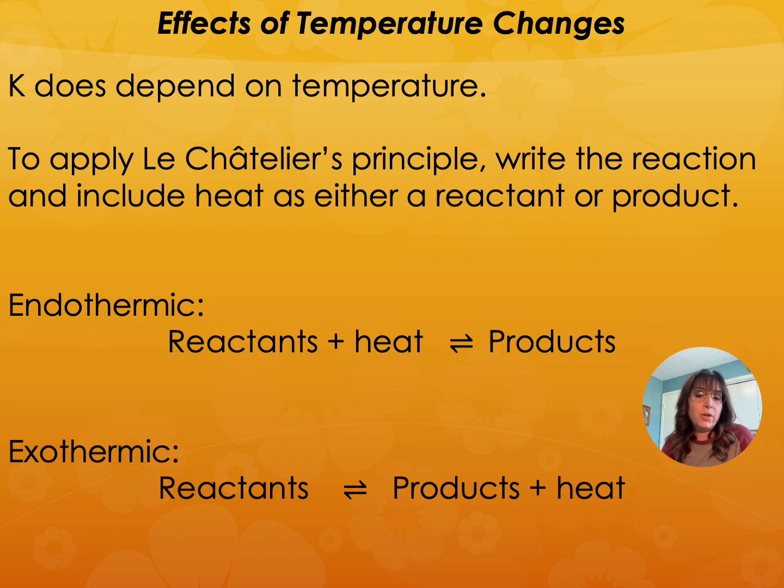So if you have an endothermic reaction, you're going to put heat on the reactant side. If it's exothermic, it's going to go on the product side because you're getting rid of it, you're giving it off. So look at the endothermic. If you add heat, you're adding a reactant. What's it going to do? Shift toward the product. If you remove heat, you're going to shift back toward the reactants to make the heat. Same thing happens with the exothermic. So for heat, just consider it like any other chemical, whether it's a reactant or a product, and what will happen if you add or remove it.